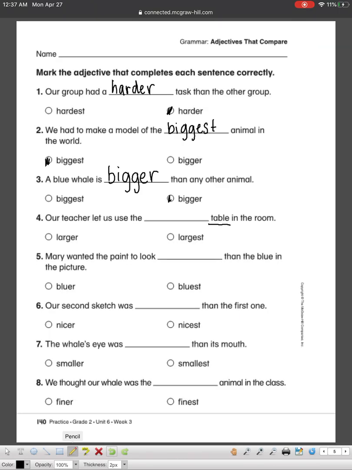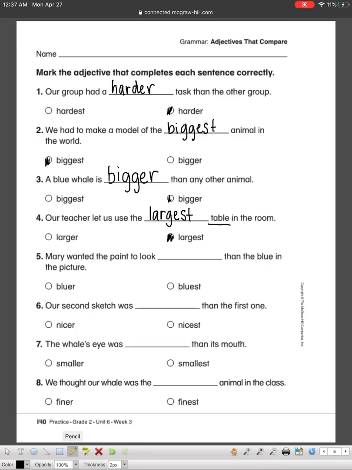If we had one table, two tables in the room, we would say our teacher lets us use the larger table. If there's more than one table in the room, more than two, our teacher lets us use the largest table in the room. So since there are more than two tables in our room, we're going to put largest. LARGEST. Okay?